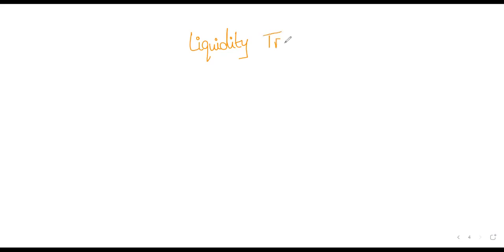Now let's talk about the liquidity trap, and then we'll move forward and jump to some essay questions. Okay, now what is a liquidity trap? So students, if you remember, we talked about liquidity preference theory when we were discussing how interest rates are determined in the economy. Now, liquidity preference theory, let me give you a quick recap, is a theory that explains how interest rates are determined in an economy.